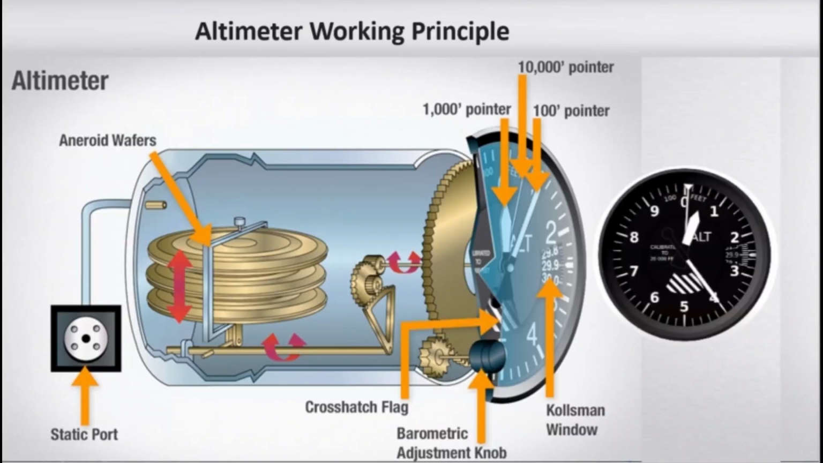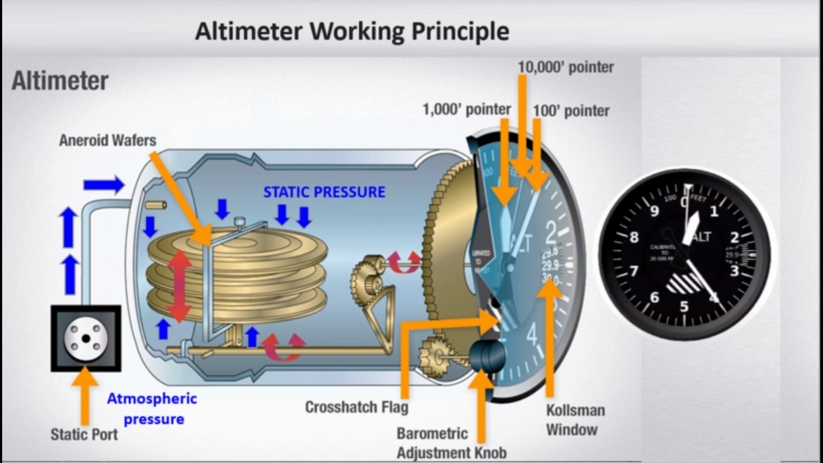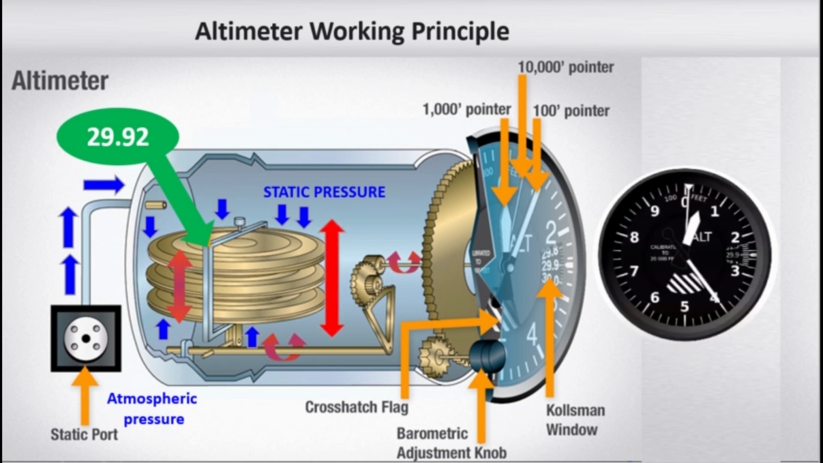Let's see how it works. Outside atmospheric pressure, or we can say the static pressure from the aircraft static port, enters the altimeter cylinder. The capsule is filled with the standard atmospheric pressure setting, which is 29.92 inches of mercury. Now, if at sea level the outside atmospheric pressure is equal to the standard setting, then the altimeter will be reading 0. Now, if the aircraft climbs, outside atmospheric pressure decreases and the capsule starts to expand. Movement of the capsule is connected to the needles of the altimeter with the help of gears. On the dial, the altimeter will show an increase in altitude.